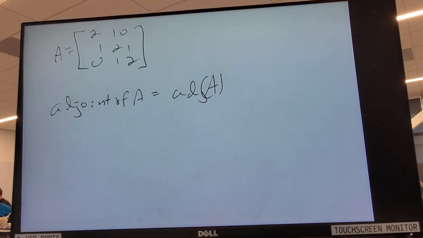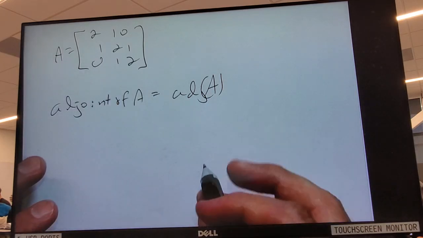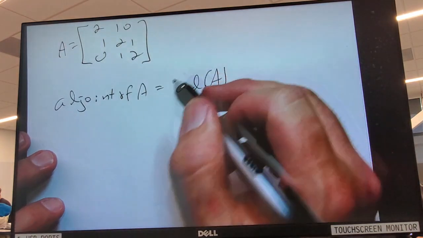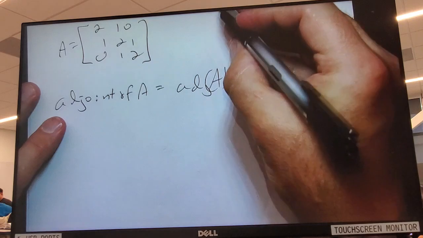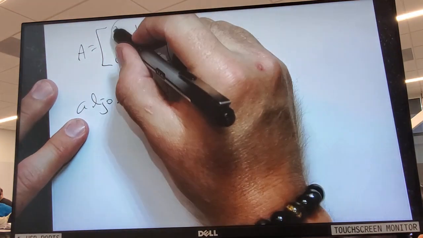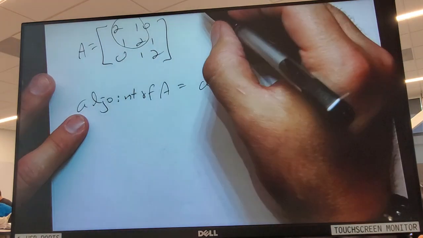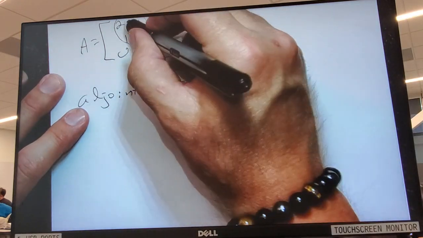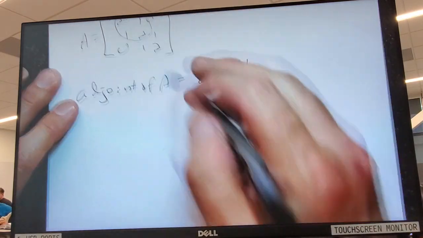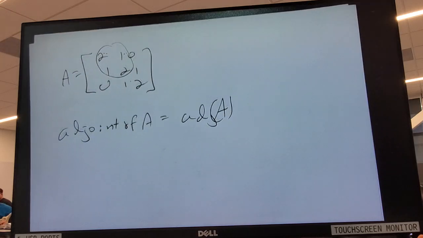The adjoint is the matrix of values you get from the various minors in your matrix. So, for example, this is a minor here, yes? This is a minor here, this is a minor here. These two collectively make a minor of the matrix, yes?